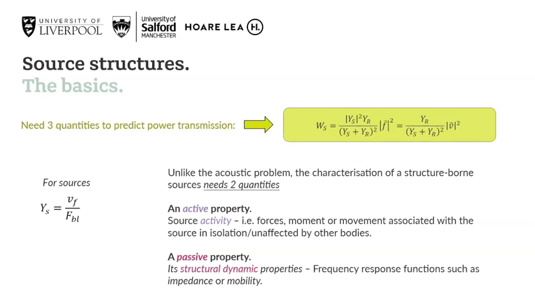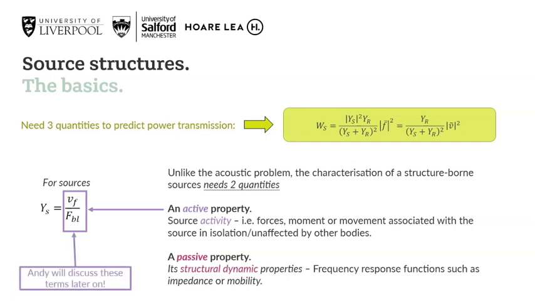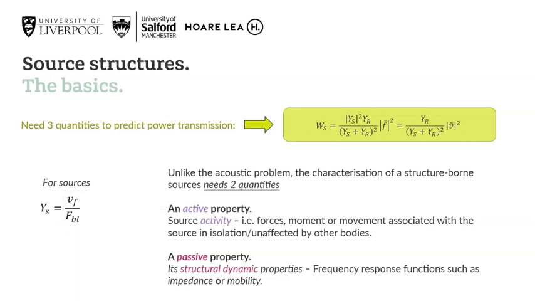And that's the mobility of the source, the mobility of the receiver, and either the block force or free velocity of the source. Andy will be talking about block force and free velocities in detail within his presentation shortly after mine. But this leaves us with the passive property of the source, namely the source mobility, or its inverse, the source impedance. And this is a measure of the structural dynamics of the source itself. It's a passive quantity, and it's the focus of the remainder of this presentation.